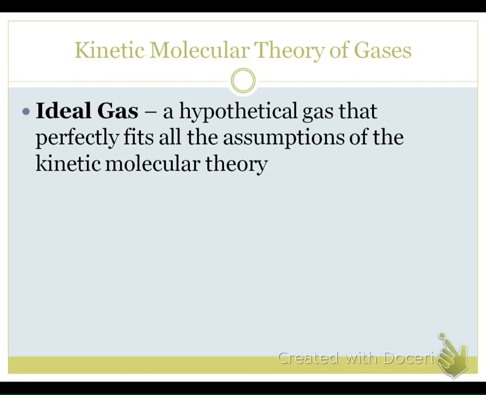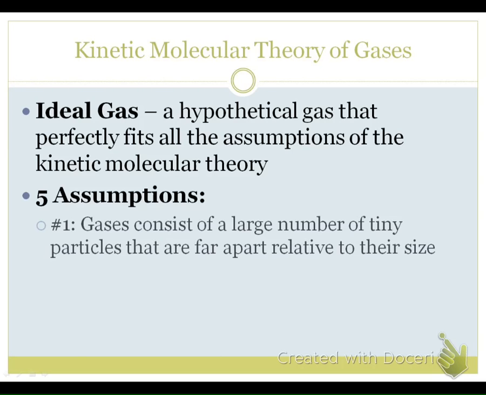So this is perfect chemistry world that we're talking about, and they follow these particular guidelines or stipulations. An ideal gas is a hypothetical gas that fits into all of these assumptions that kinetic molecular theory puts out. Kinetic molecular theory has 5 main assumptions that we're going to talk about for gases and their state of matter. So we're going to talk about 5 ways that the kinetic molecular theory pertains to gases. All right, number 1, we're going to go through the 5 assumptions.